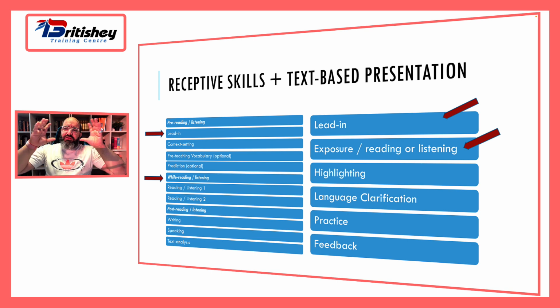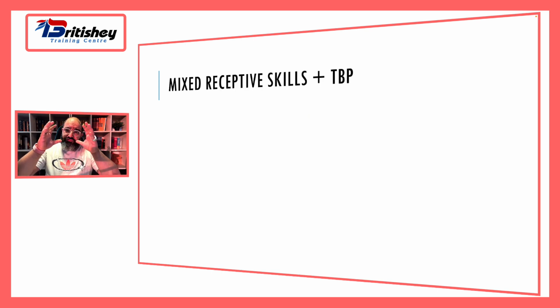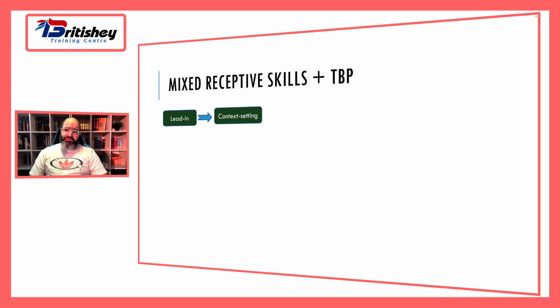So the final outcome, the final framework, would look as follows. Let's see. It will start with a normal leading, and we know that leading is for generating students' interest in the text, whether this text is listening or reading. And I'm saying text because I'm talking here about a lesson that starts with the receptive skills framework and ends in the TPP framework. Then, after that, we've got context setting.